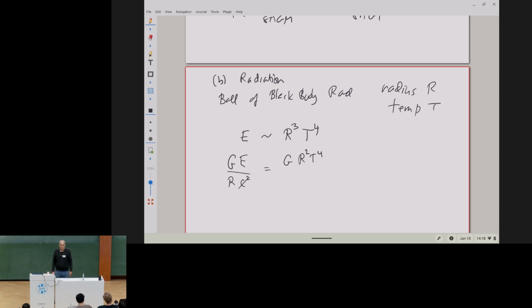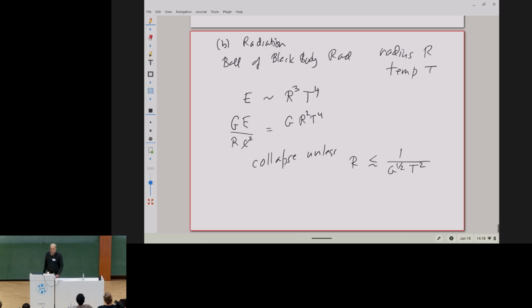So we find that a ball of black body radiation will collapse to a black hole unless this number is less than 1, which means unless r is less than roughly 1 over the square root of G times T squared. So a sufficiently big ball of black body radiation will collapse to a black hole, and therefore, even before you introduce the black hole, in the presence of gravity you can't have thermal radiation filling all space. So we can't have, with zero cosmological constant, perfect equilibrium between a black hole and radiation, because roughly speaking, both the black hole and the radiation are unstable.